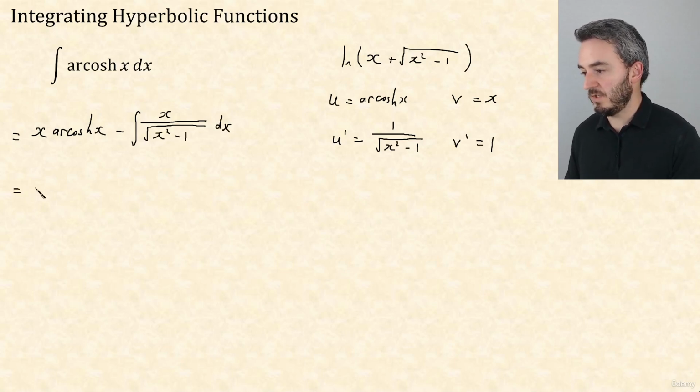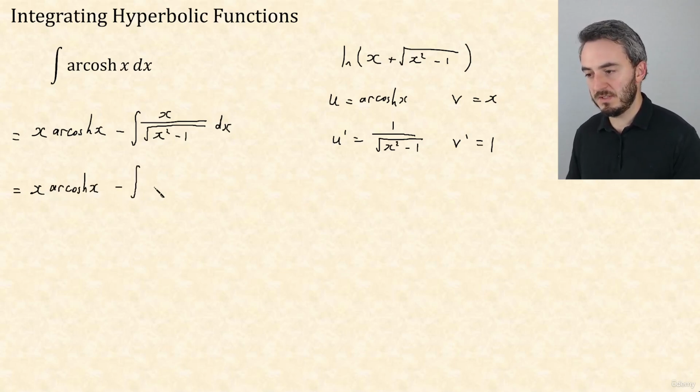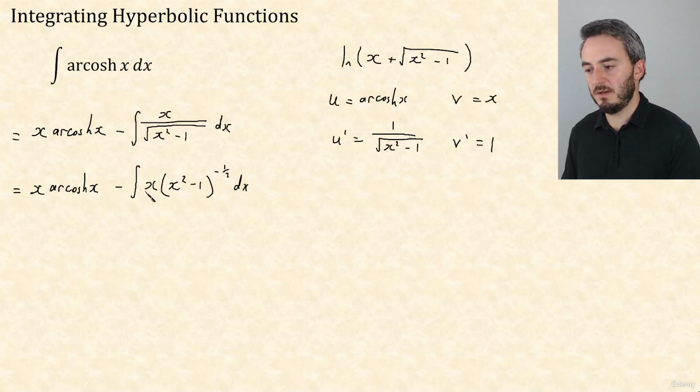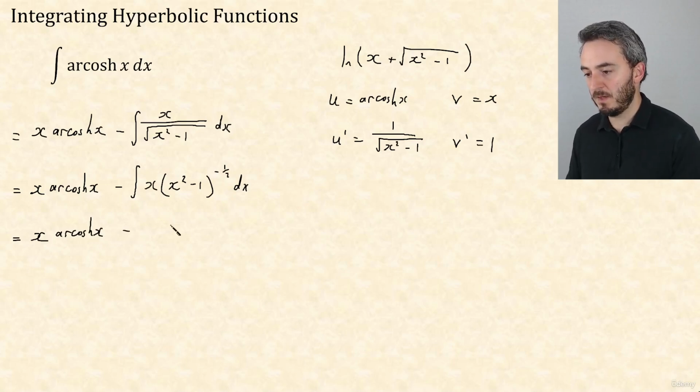Now this integral is not too bad because I can use reverse chain rule. Maybe it's useful to notice that this is the same as x times x squared minus 1 to the power of minus a half. Then what you can see is that x is a multiple of the derivative of what's inside this bracket, which means that what got differentiated must have been that bracket raised to a higher power. So it's going to be something like x squared minus 1 to the power of a half.